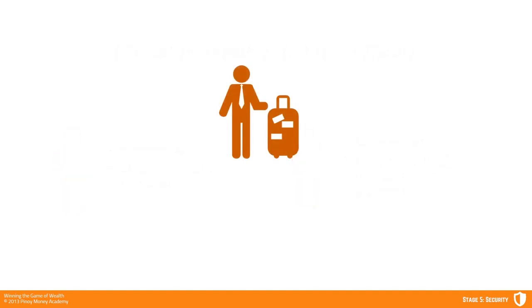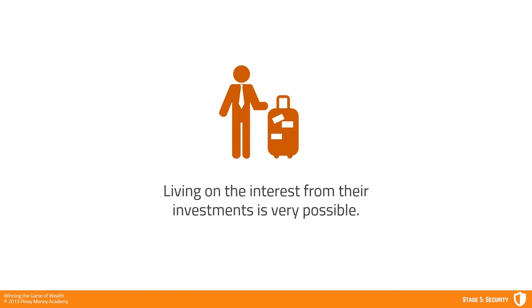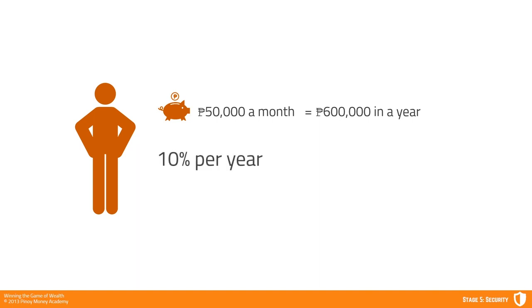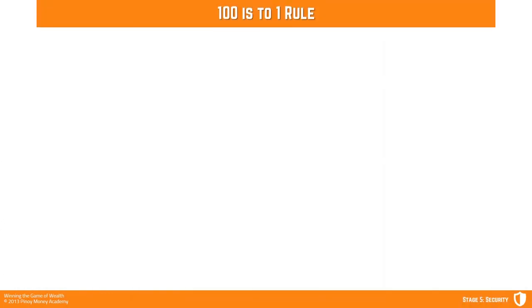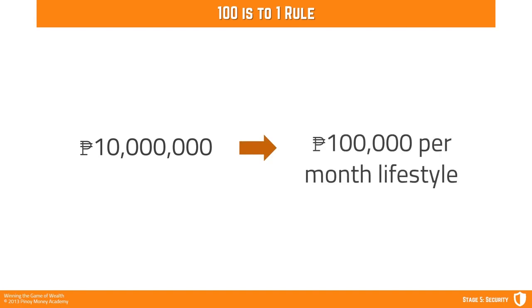For OFWs who are earning a lot of money outside the Philippines, or for people who have huge incomes and are able to save tens of thousands of pesos every single month, living on interest from their investments is very possible. For example, an individual who is able to save 50,000 pesos a month, that means about 600,000 pesos a year, over 10 years, if the funds earn 10% per year, they would have 10 million pesos after 10 years. And using the 100:1 rule, the 10 million pesos can be used to fund a 100,000 peso per month lifestyle, which is not bad.